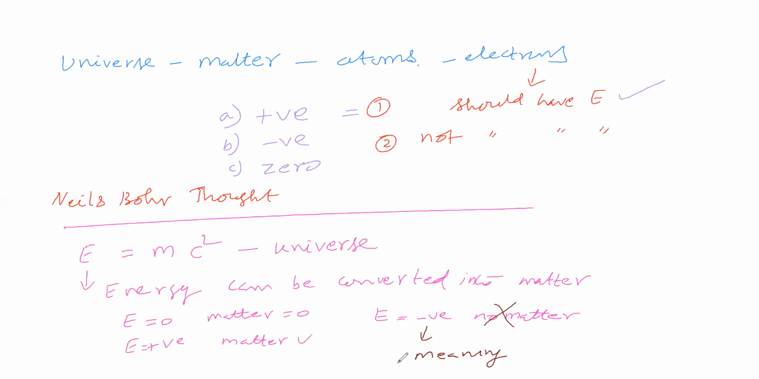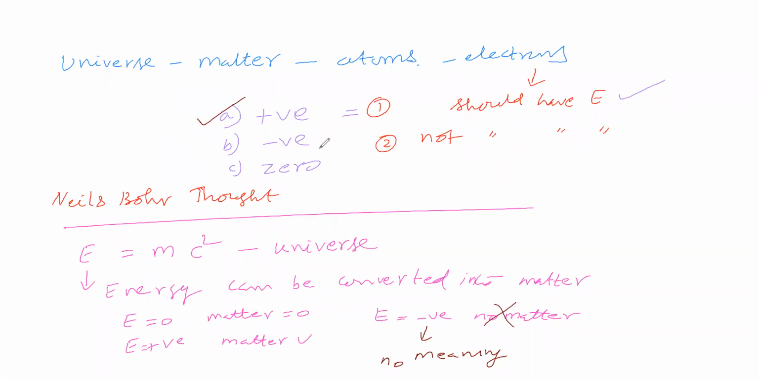It is not having meaning at all, no meaning at all. So when energy is negative, there is no meaning. Now you say the universe consists of matter, matter consists of atoms, atoms consist of electrons, and the electron has energy. That energy should be what? Should be positive. So the energy of an electron is positive.